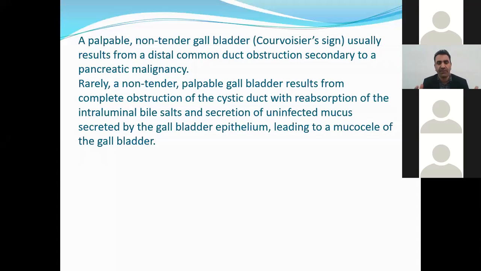But a palpable non-tender gallbladder, Courvoisier sign, usually comes from common bile duct obstruction that is usually due to pancreatic malignancy. Okay, so if it is palpable and tender, it is acute cholecystitis; if palpable and non-tender, be careful, it may be obstruction of the bile duct due to malignancy. But rarely a non-tender palpable gallbladder is due to distal obstruction without infection, which is the mucocele. Okay, that is how to differentiate between malignancy and mucocele of the gallbladder.